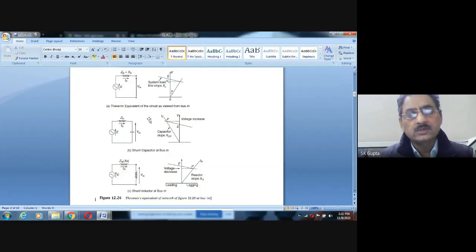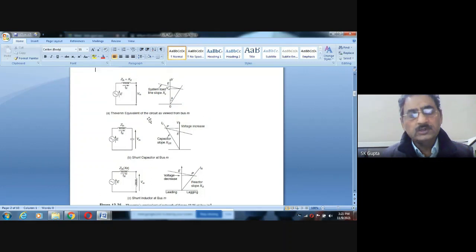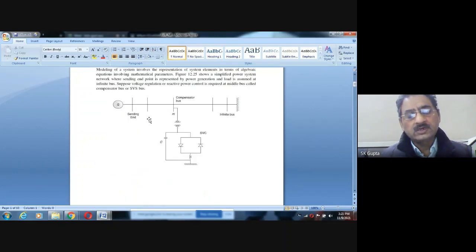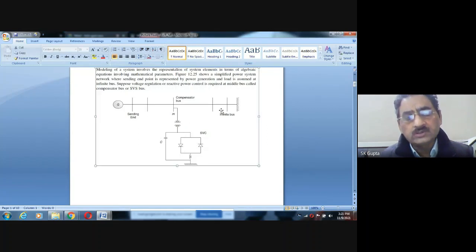So let us understand, to model the static VAR compensation system, let us understand its characteristics. So to understand the characteristics, let us have this static VAR compensation, means all the system. This is the complete system. This entire system can be considered as a Thevenin's equivalent across this load bus.